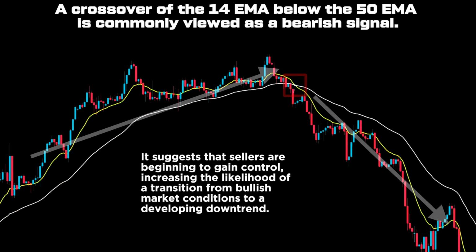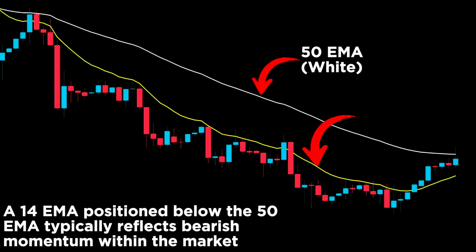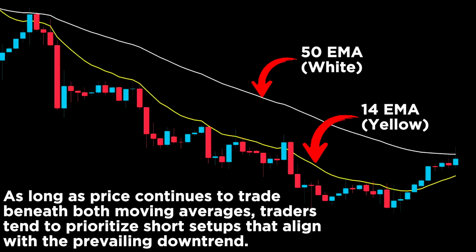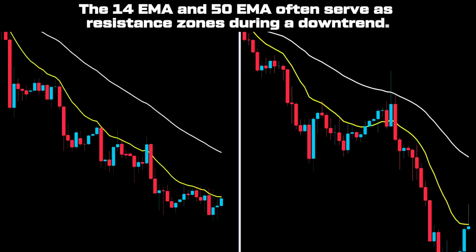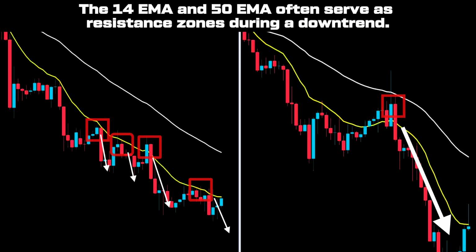a developing downtrend. A 14 EMA position below the 50 EMA typically reflects bearish momentum within the market. As long as price continues to trade beneath both moving averages, traders tend to prioritize short setups that align with the prevailing downtrend. The 14 EMA and 50 EMA often serve as resistance zones during a downtrend. As price pulls back into these moving averages, sellers may step back into the market, creating potential short setups in line with the prevailing trend.